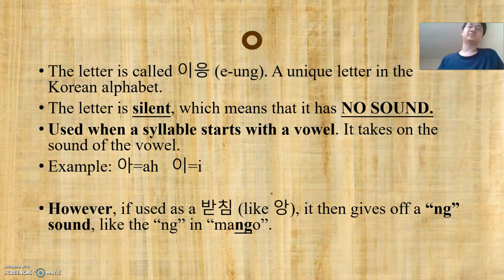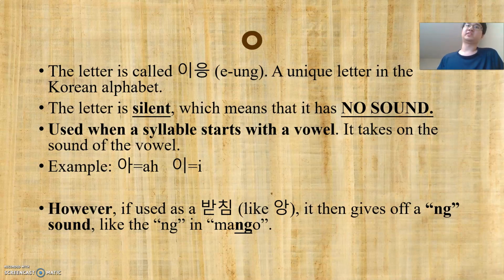So you see the iung is silent, but you can see the long a vowel. It takes on the sound of the vowel, and the same thing for e. So iung is silent, but the vowel e has a short I sound, or just the E sound.